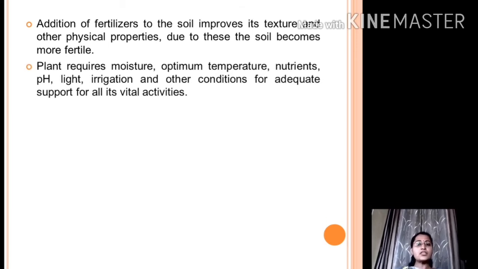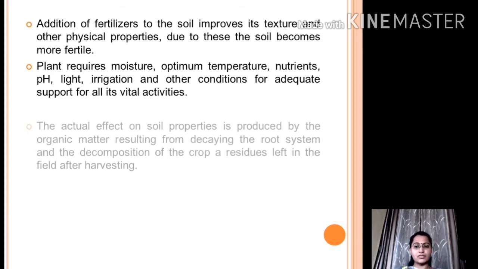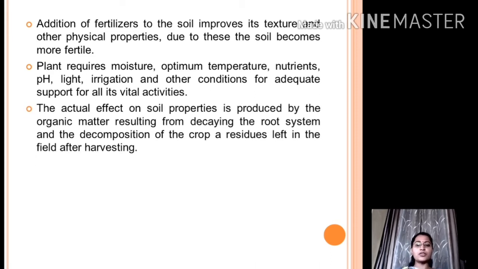We know a plant requires moisture, optimum temperature, nutrients, pH, light, irrigation and other conditions for adequate support for all its vital activities. But the actual effect on soil properties is produced by the organic matter resulting from the decaying root system and the decomposition of the crop residues left in the field after harvesting.